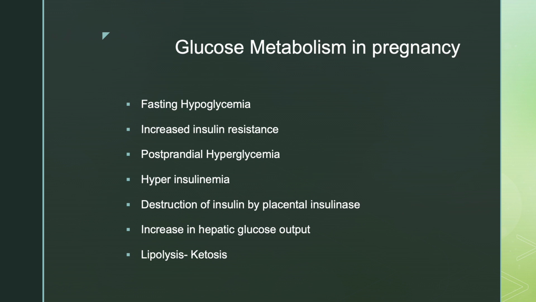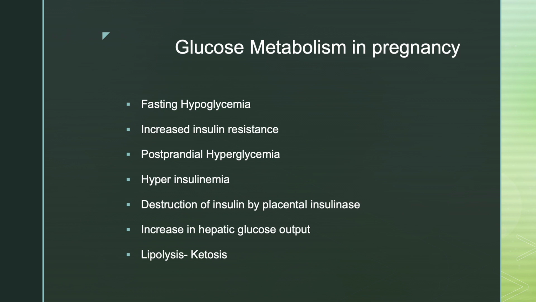So, in a fasting state, the mother may go into fasting hypoglycemia. What happens when the mother is fed? The placenta offers increased insulin resistance, resulting in postprandial hyperglycemia. When there is hyperglycemia, the maternal pancreas secretes more insulin, resulting in hyperinsulinemia. A part of it will be destroyed by the placental insulinase, and in spite of the increase in insulin secretion, the glucagon secretion is not suppressed, resulting in increased hepatic glucose output.